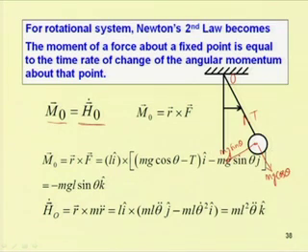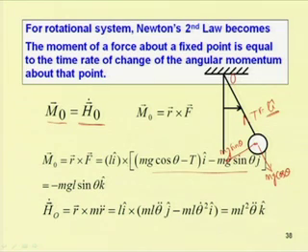So, this is the rate of change of angular momentum. We can find M0 equal to r cross F. Already we know F, and r in vector form is equal to L i. So we can write M0 equal to r cross F, which becomes L i cross (mg cos theta minus T) i, and then minus mg sin theta j.